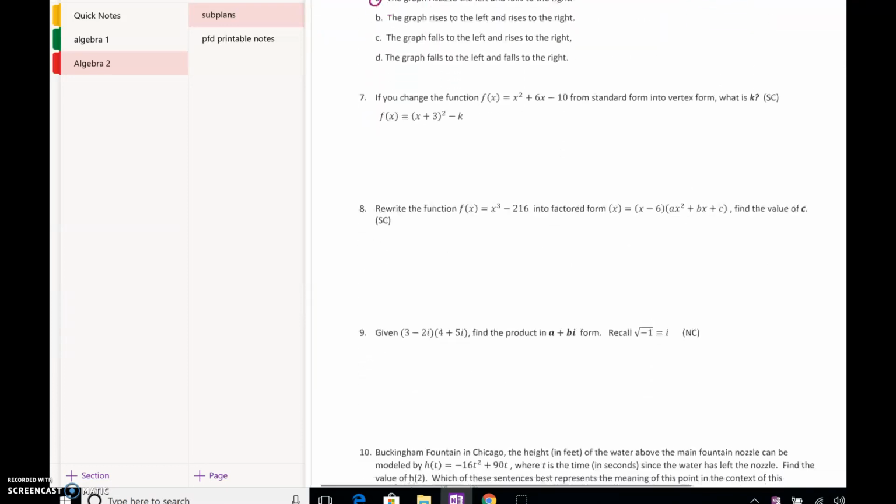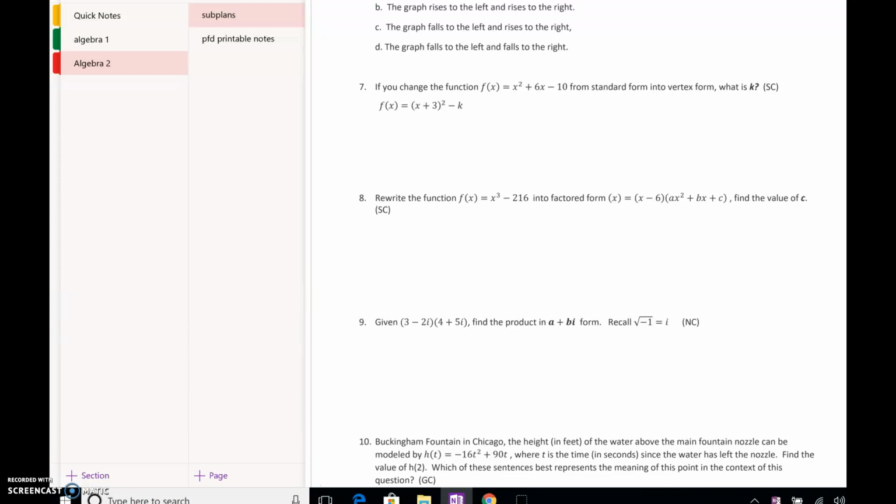All right, moving on, number 7. If you change the function from standard form to vertex form, what is k? This is the process that you know as completing the square, and what your teacher would have told you is that we will put these x's in parentheses, and I don't know any teacher that doesn't do this, but we add an amount, and then outside of the parentheses we'll have our subtracting 10, and now we'll take away an amount. And we always take this number, we cut it in half, that's 3, and 3 squared is 9. So we're going to be adding 9 to this.